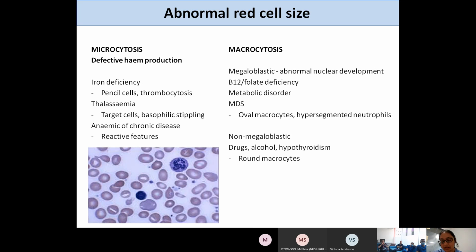Non-megaloblastic macrocytic anemia is usually due to a variety of causes such as drugs, alcohol, hypothyroidism, and that causes round macrocytosis. And then finally, another cause of a macrocytic anemia is when you have lots and lots of reticulocytes. The reticulocytes are bigger than normal red cells, and that can bump up your MCV. And on a blood film, that will be very apparent because you'd have lots of polychromatic cells.